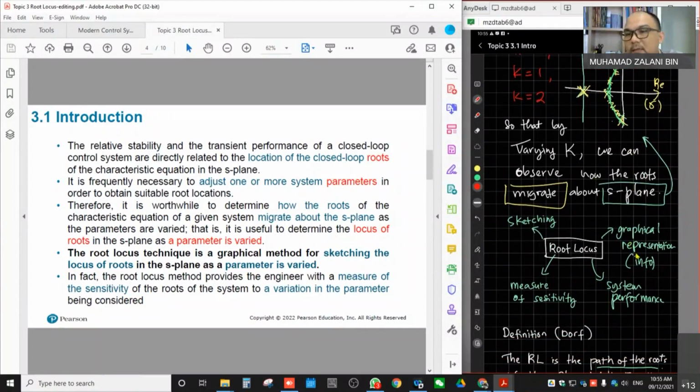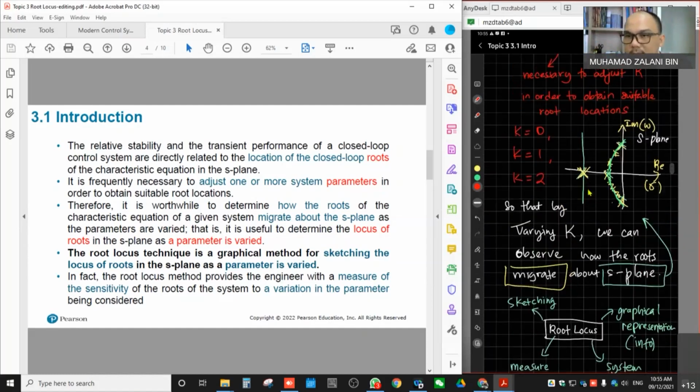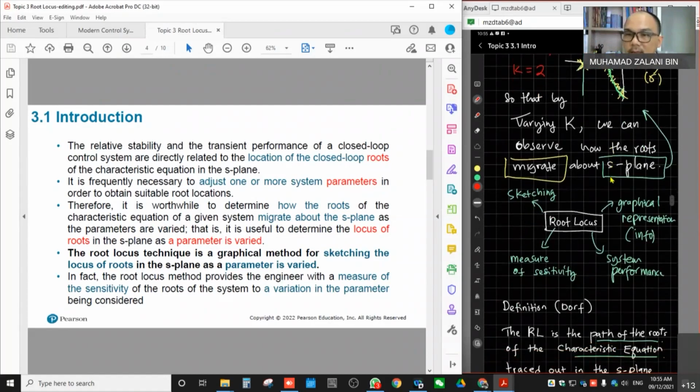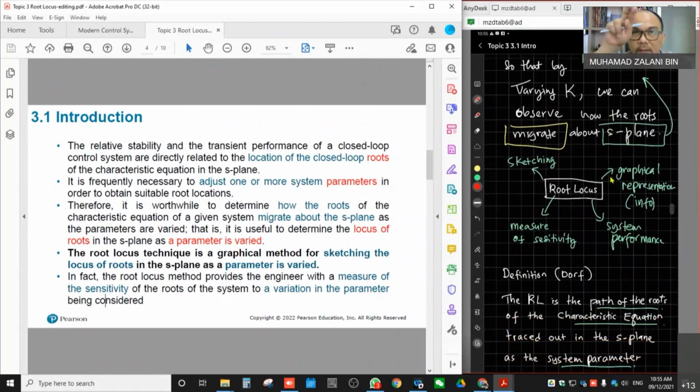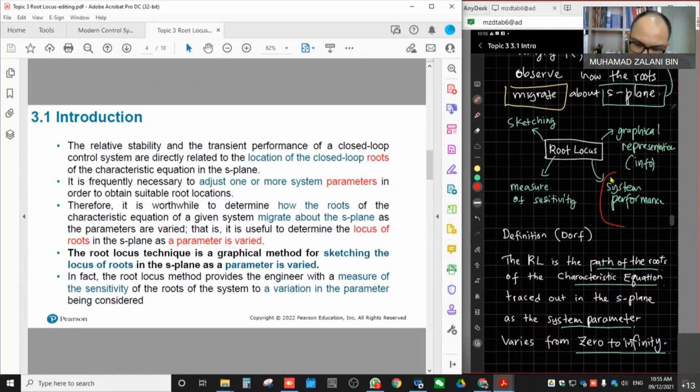So for the root locus, another thing is the graphical representation other than the sketching. Of course, we represent it in terms of graphs, in terms of plots like this, which gives information about the pole locations for any particular system. From the root locus, we can also determine the stability and system performance. Is it good performance, fair performance or bad performance? We can determine it based on the root locus technique.